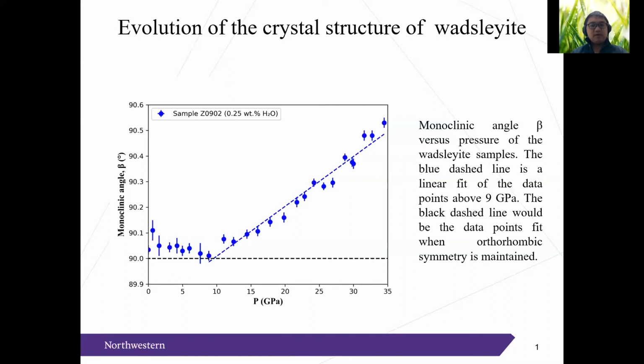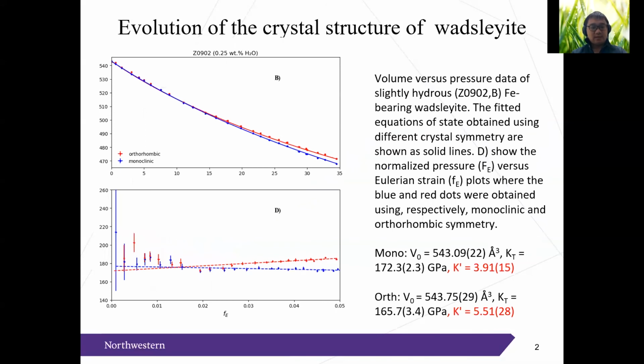So how is this going to change our understanding about hydrous wadsleyite? This is going to change how we get the equation of state. High pressure studies usually get equations of state by fitting the volume versus pressure data. But the volumes largely depend on what kind of symmetry or space group we choose. So in order to see the difference, I fit the X-ray diffraction data with two different symmetries.